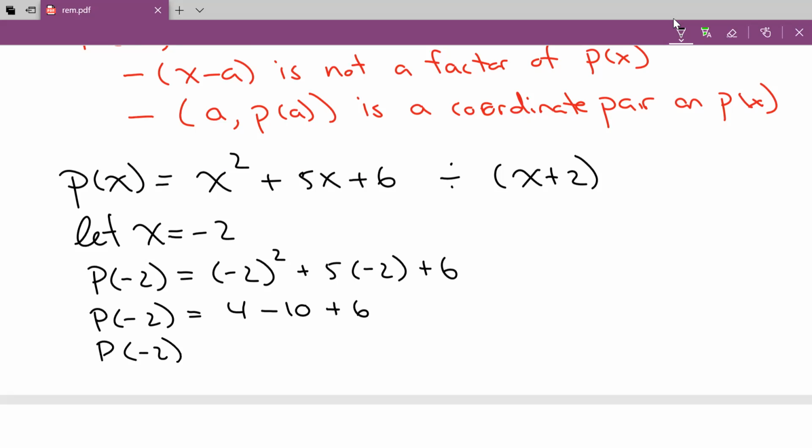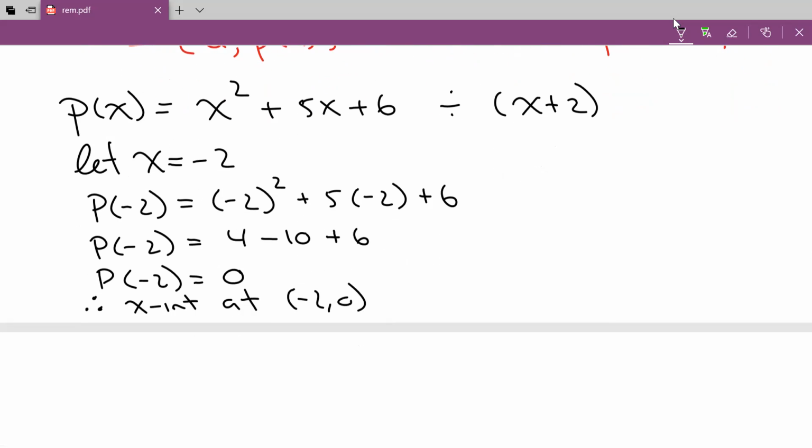So p at -2 ends up being, well, look at this. It's 0. So guess what we just found? Therefore, we have an x-intercept at -2, 0, and therefore x plus 2 is a factor of p at x. There it is. So look at that one, actually ended up giving us a factor.